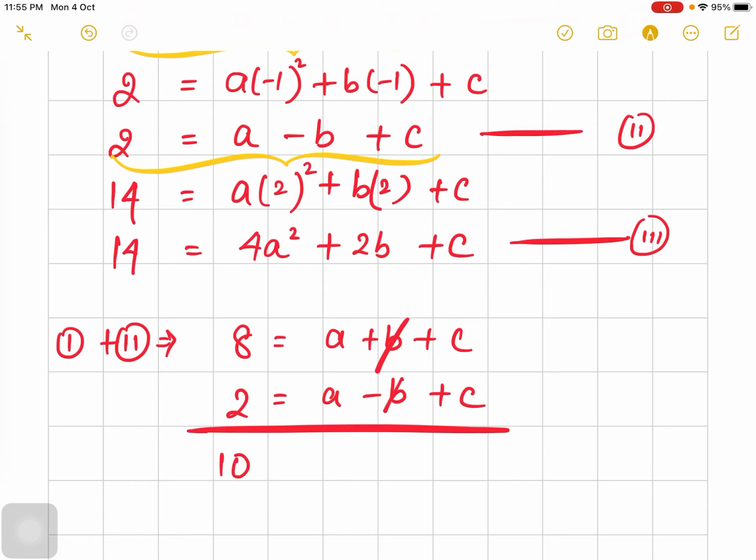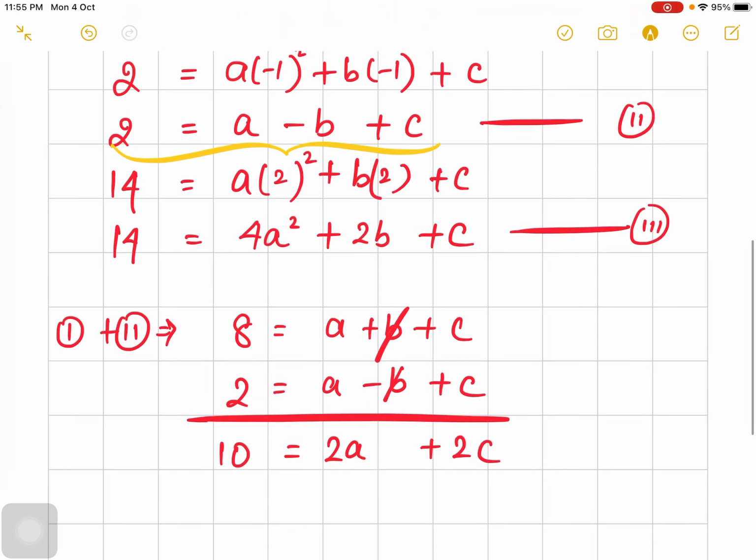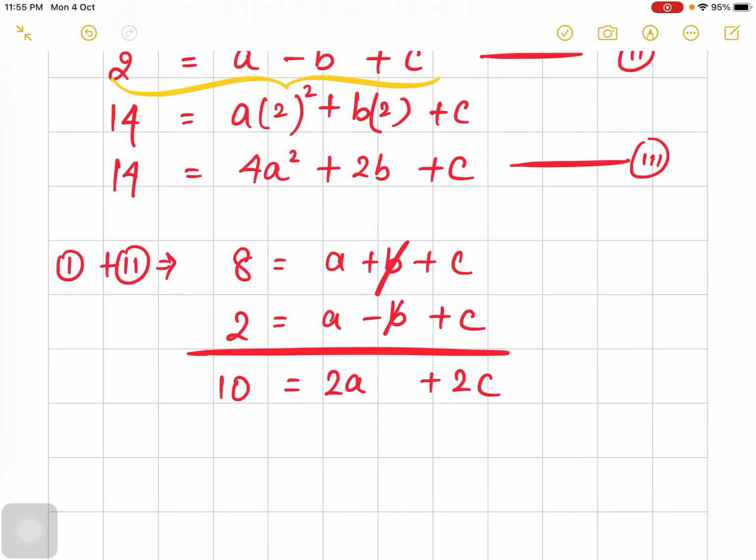8 plus 2 is 10. 10 will be equal to 2a plus 2c. We can take 2 common from both sides. This will be 5 equal to a plus c. Treat this as your fourth equation. So in the fourth equation, we have two unknowns, a and c.